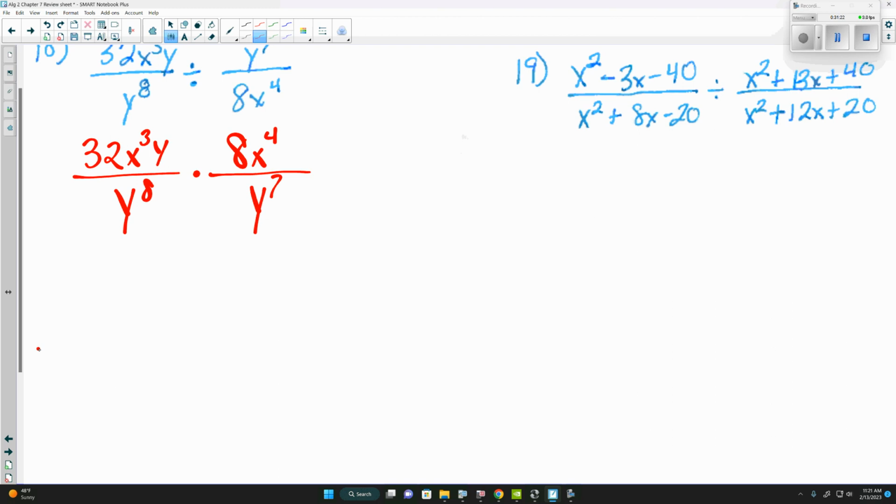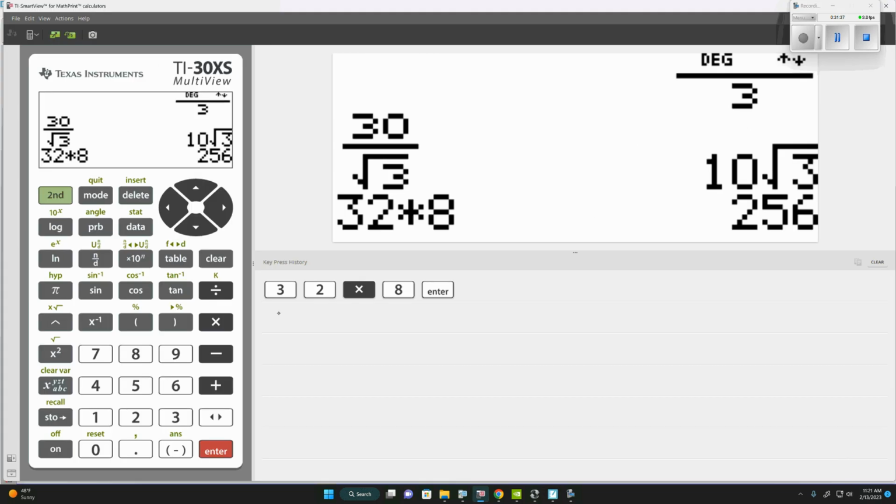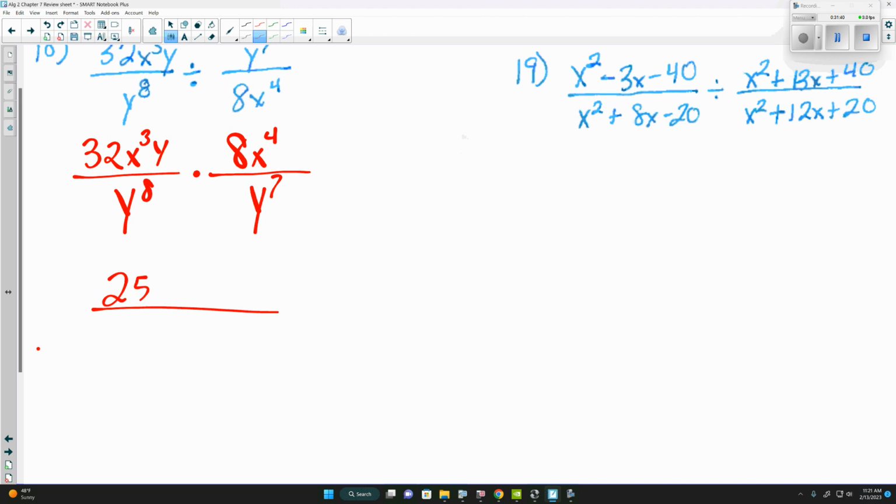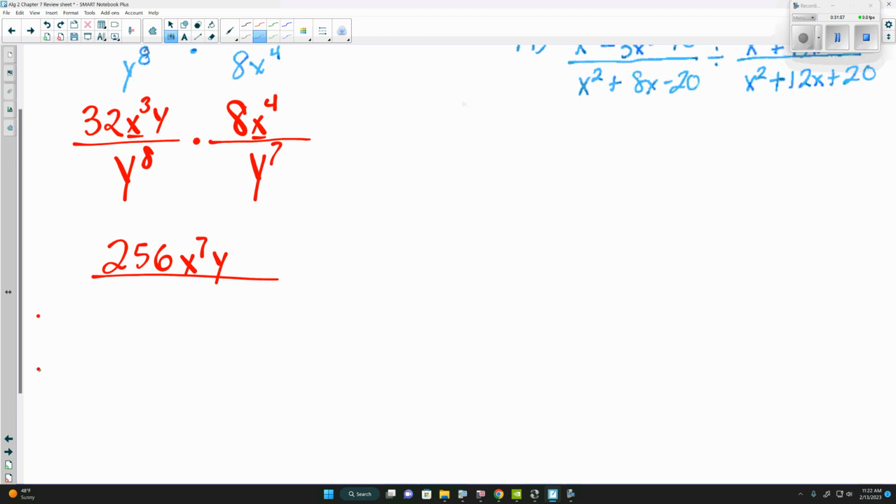Now, since the numerator and denominator, the top and bottom of both fractions, are monomials, they're a single term, we don't have addition and subtraction, we're going to go on and multiply them together. So the first thing we can do is 32 times 8 is 256. The next thing we can do is x to the third times x to the fourth. Since the bases are the same, we add the exponents. So 3 plus 4 is 7, and then we have a single y. The denominator is y to the 8th times y to the 7th, which would be y to the 15th.